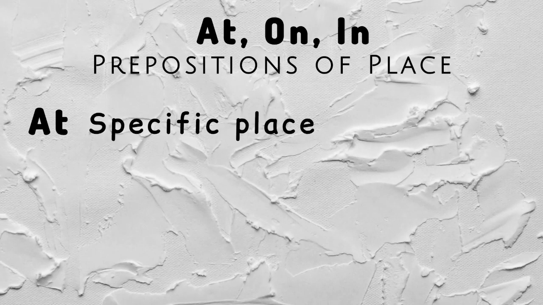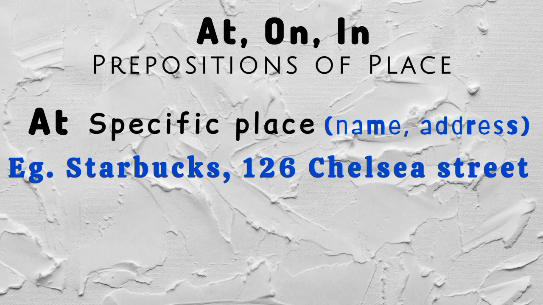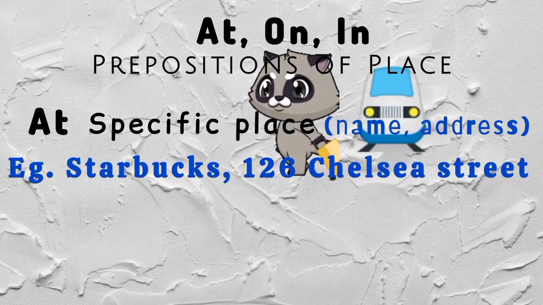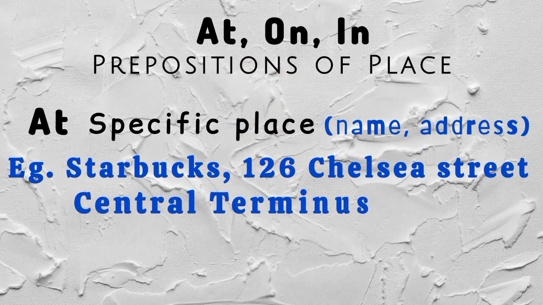At is used when talking about a specific place, such as the name or the address of a place. For example, at Starbucks or at 126 Chelsea Street. Remember that the address has to be specific. You can also use at when referring to a specific airport or railway station. For example, at the Central Terminus, at the JFK Airport.